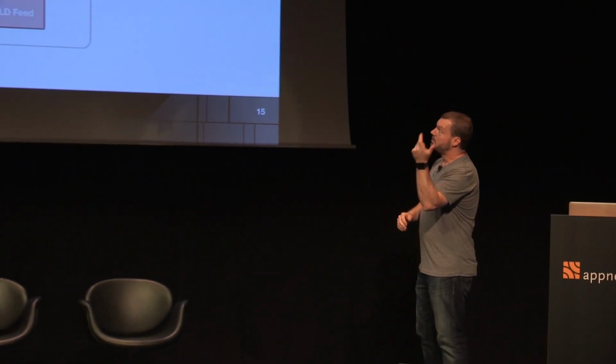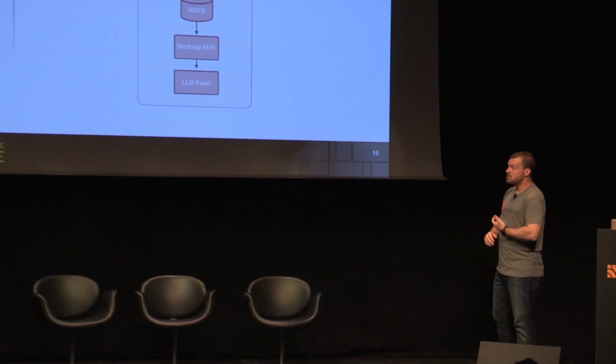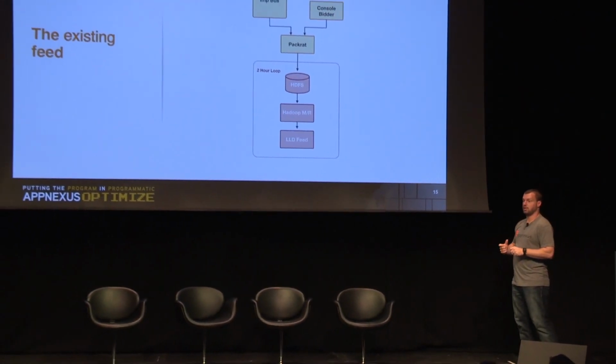So this is the existing feed, right? This is the one that you're used to. We get sell-side information artifacts from the inbox. We get buy-side information artifacts from the console bidder.